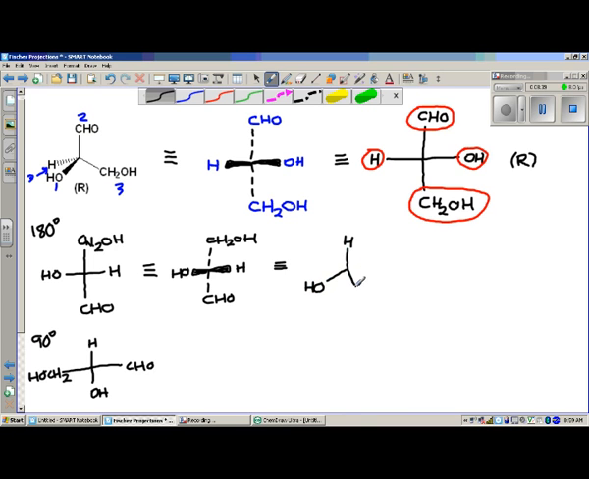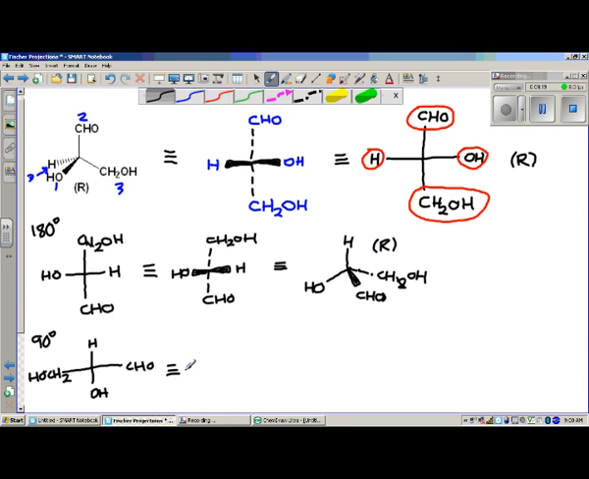I'm going to draw the wedge and the dash as well. Here's my wedge. Here's my dash. Now the question is, can you see which group goes where? I'm going to rotate this hydrogen up here so the OH stays in the plane of the board along with the hydrogen. That means the CH2OH is going away from us, and the CHO is going towards us. Now, what that means is that the stereochemistry is R. That's still the same stereochemistry as what we had before.